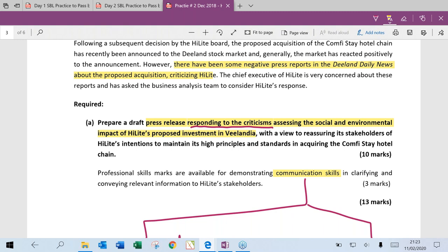So on a high level, I need to draft a press release and it should contain two portions. The first portion will talk about social impact and the second portion will talk about environmental impact. Okay, you remember the topic social impact. It includes employees, customers, suppliers and society. In environmental, it includes recycling, CO2 pollution, all those things.